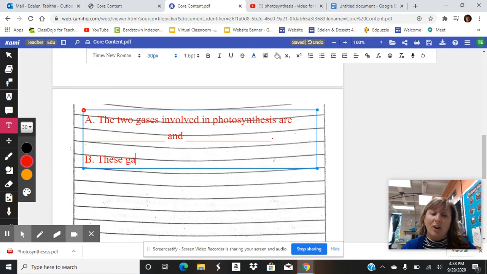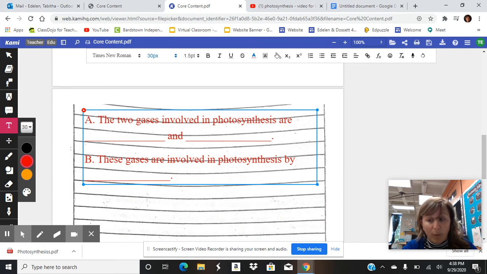So I'm going to start with, these gases are involved in photosynthesis, and then you can fill in the blanks. Now you're going to write more than one sentence in here. You can start with, this process starts with the what, and then you get those four things and what happens.